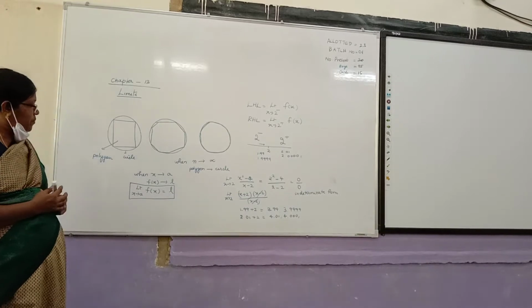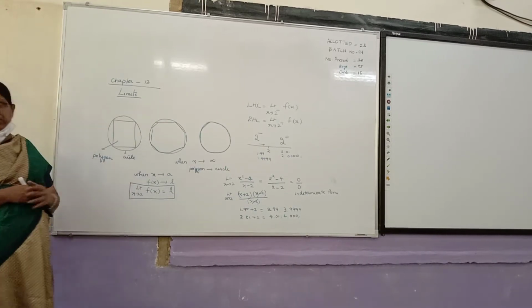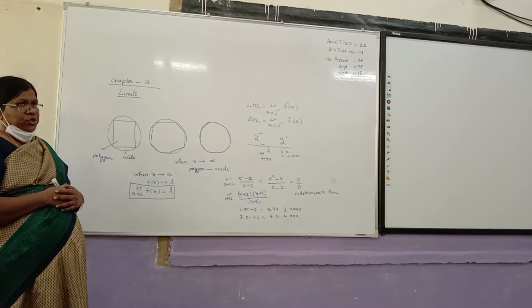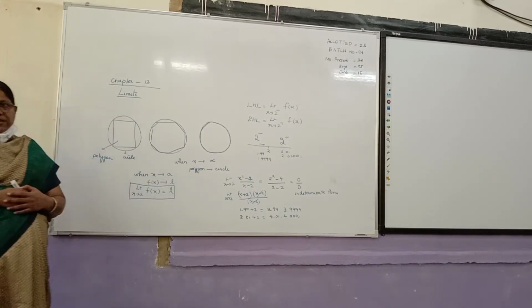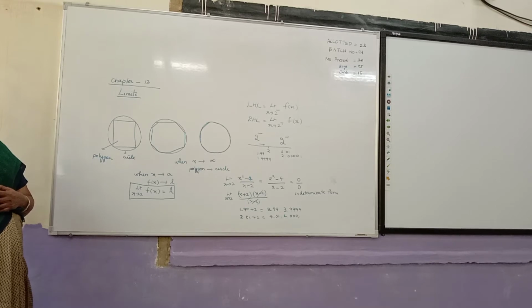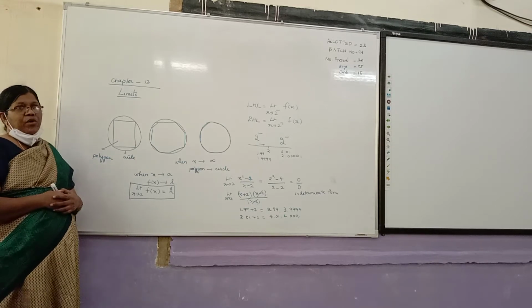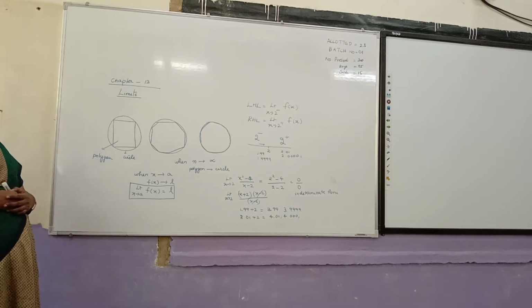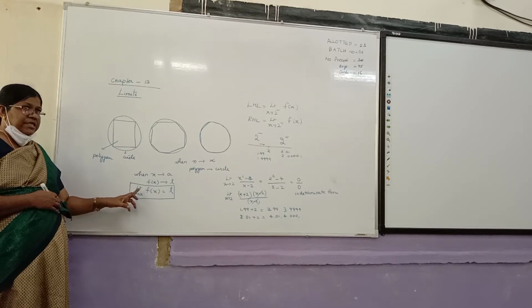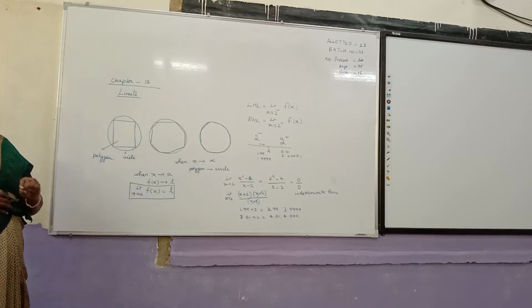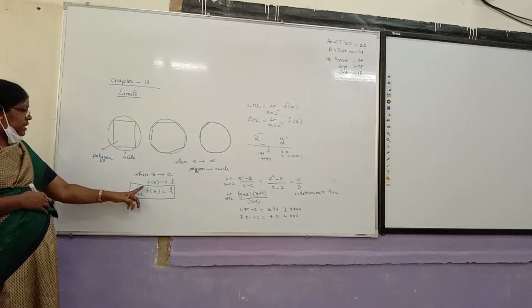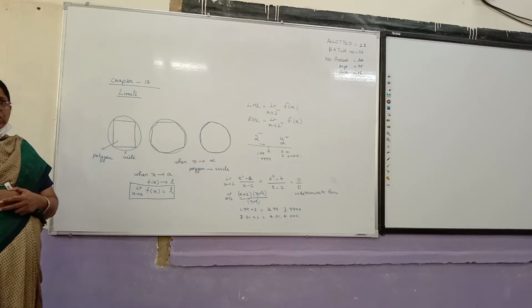Now we will take the definition. Definition: when x tends to a, f of x tends to L. Symbolically we write limit, you can write LT or LIM also, limit x tends to a, f of x equal to L.